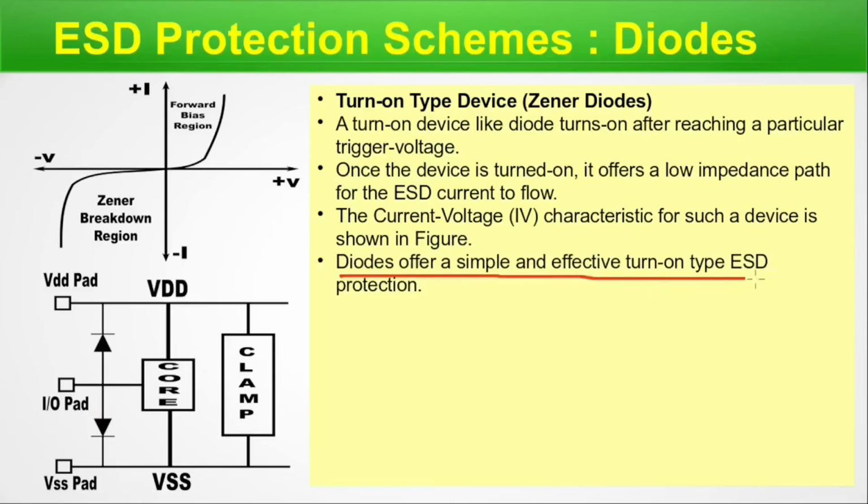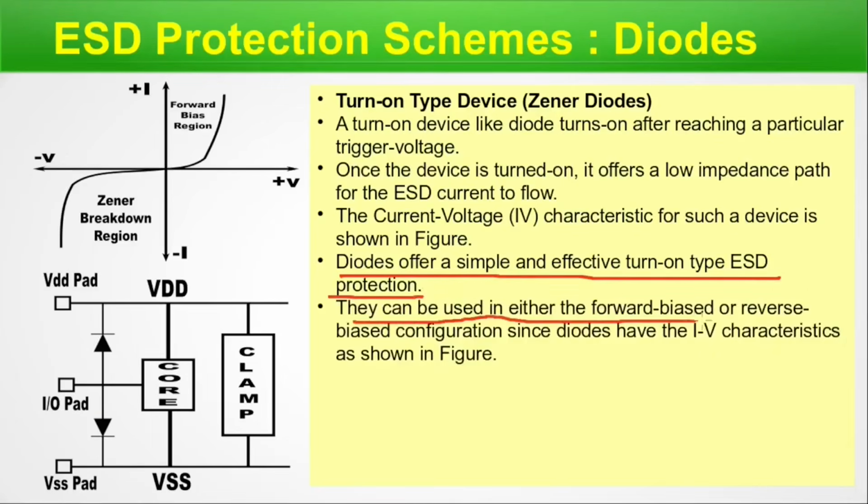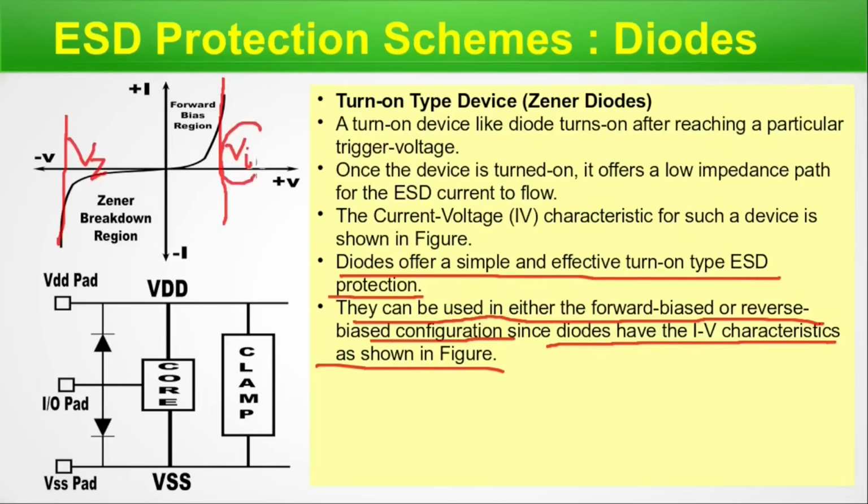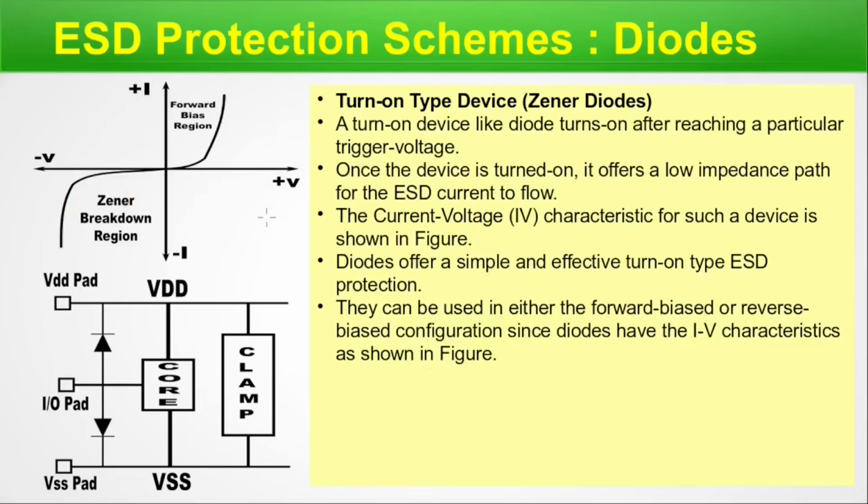Diodes offer a simple and effective turn-on type ESD protection. They can be used in either forward biased or reverse biased configuration, since diodes have IV characteristics as shown in the figure. So even if we have some requirements where the forward biased voltage is needed for that triggering voltage, we can also use that. So we mark this VI and this VZ. Based on the need, we can use either the forward biased VI voltage or the VZ voltage, depending upon whatever our circuit requirement is.